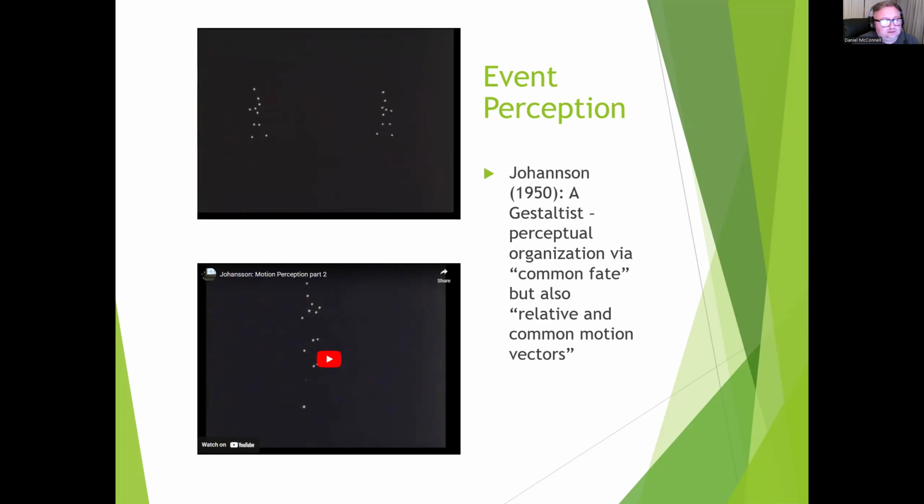In fact, we might pause to think about, here they're just going to start reducing the information to show that once we reduce the information, it potentially becomes a little bit harder. Not too bad in this case. But ultimately, Johansson's point is that when we have more dots, we get more relative and common motion vectors, and it becomes much easier to recognize what it is we're seeing, both in terms of the object and the event.